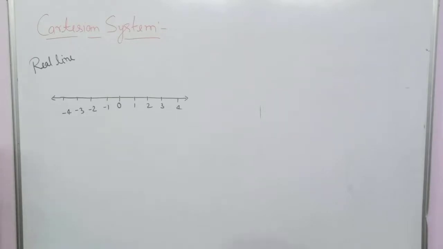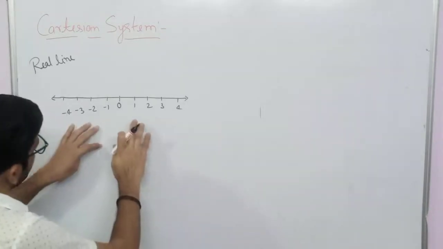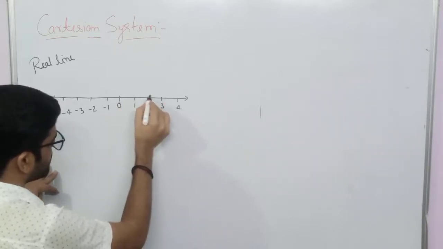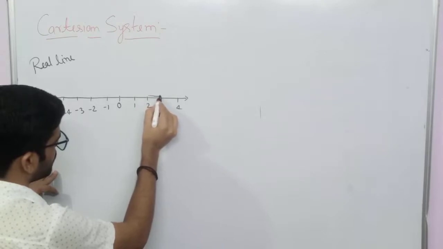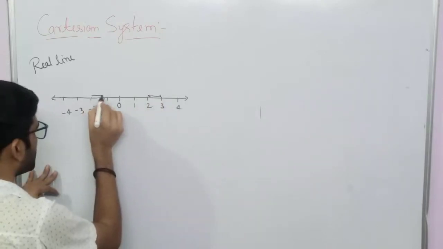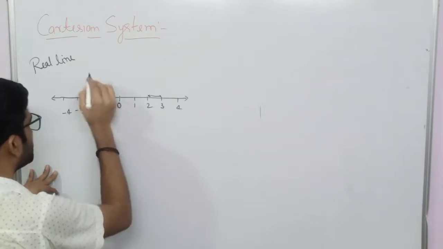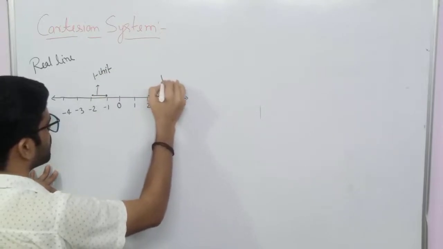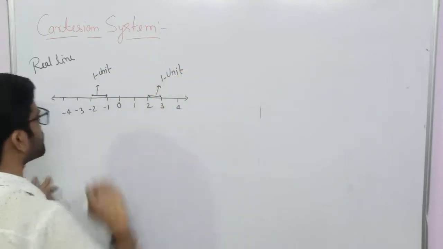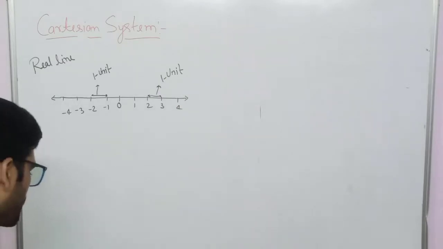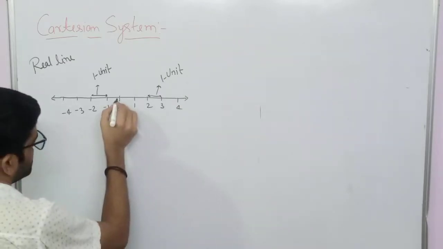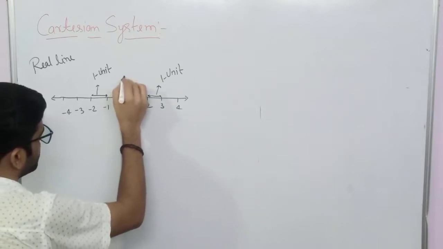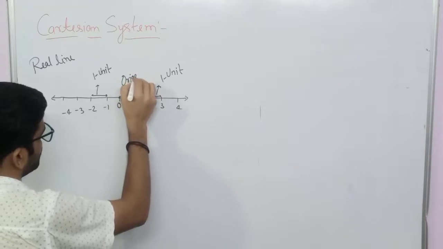Now each distance is the same. Here you can write 1 unit, also here 1 unit. Now the point O, that is 0, its name is origin.